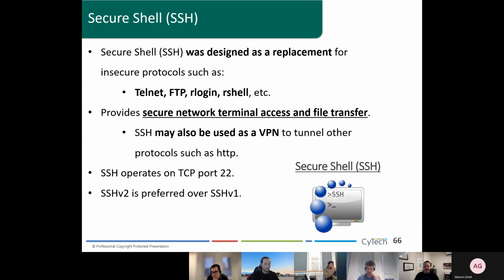SSH is another method of using a secure channel for communication. This one is used mainly for transmitting execution actions between machines. So I can log in to a machine using SSH, and that channel is now secured, and I can transmit execution commands between my machine and the remote machine, and have the remote machine do things for me.